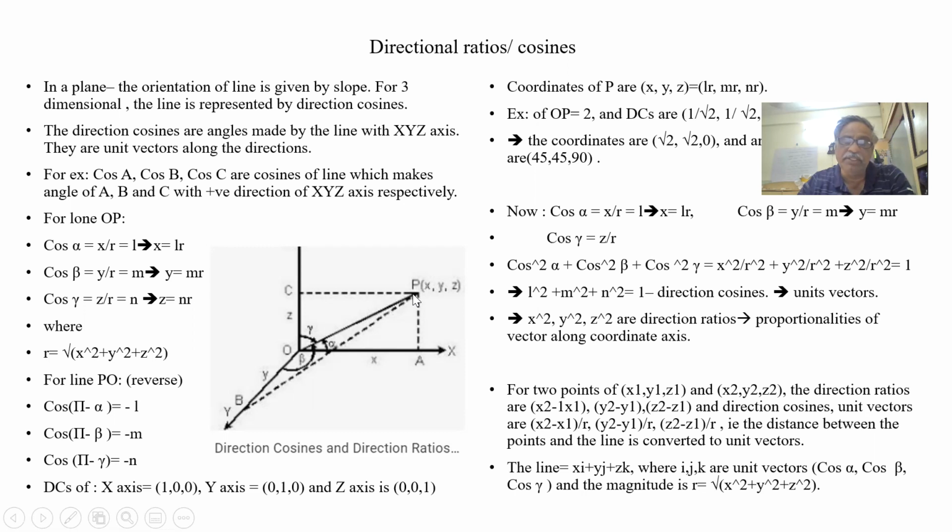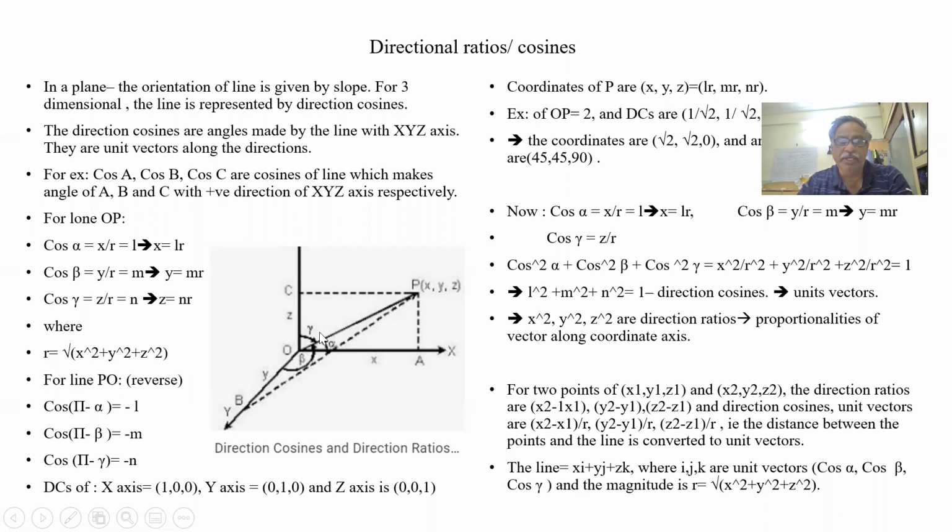Suppose the direction is reversed. In this direction we take it as positive, along the positive x-axis, positive y-axis, and positive z-axis. If it is on the negative side, suppose y is on the negative side, depth is downside, then we get minus y by r, that is minus m. So minus L, minus M, minus N represents the reverse orientation. Suppose the line is in the direction opposite to OP, OP dash, then the cosines are minus L, minus M, minus N.